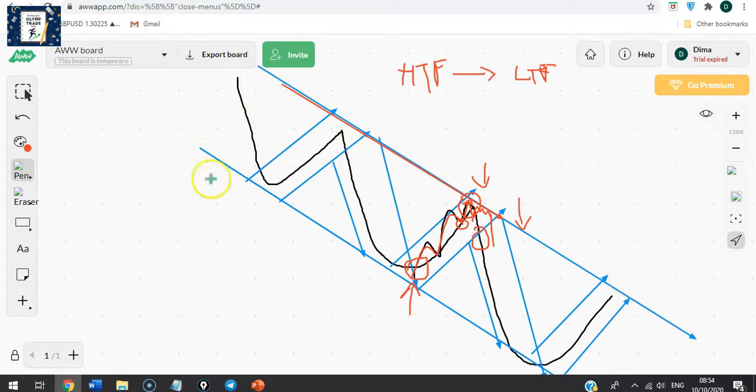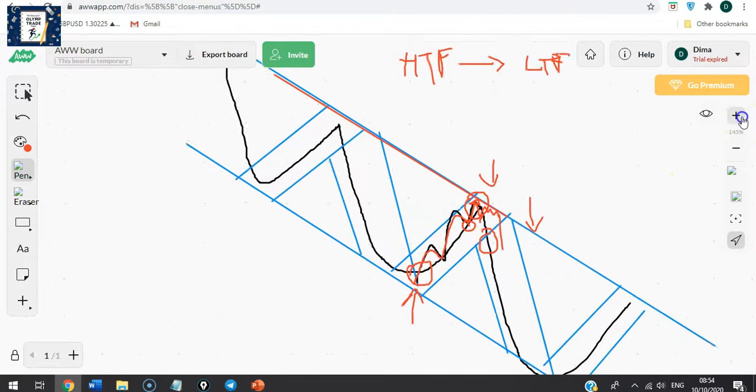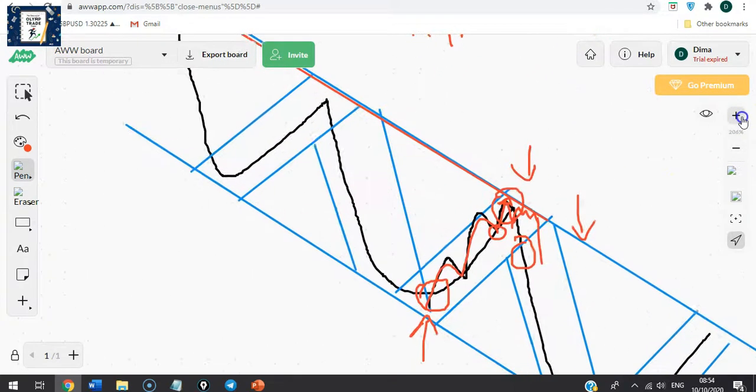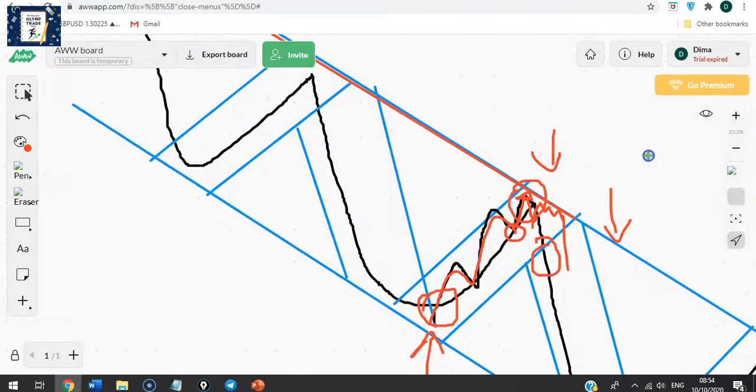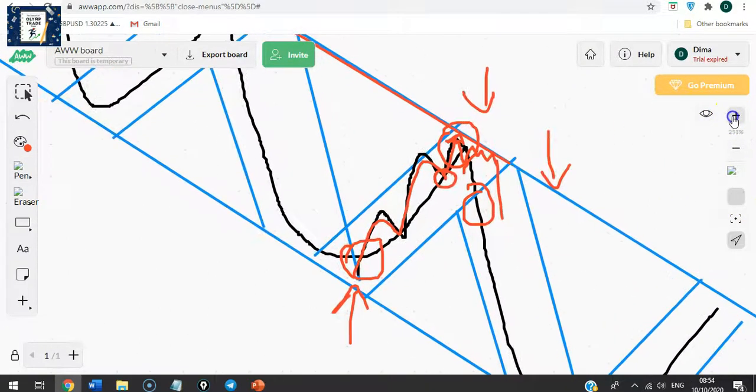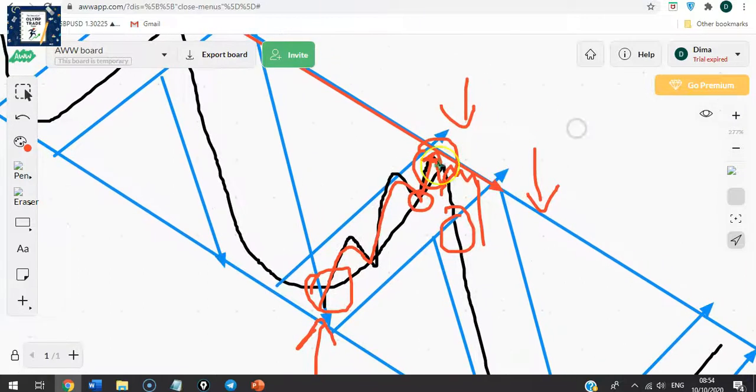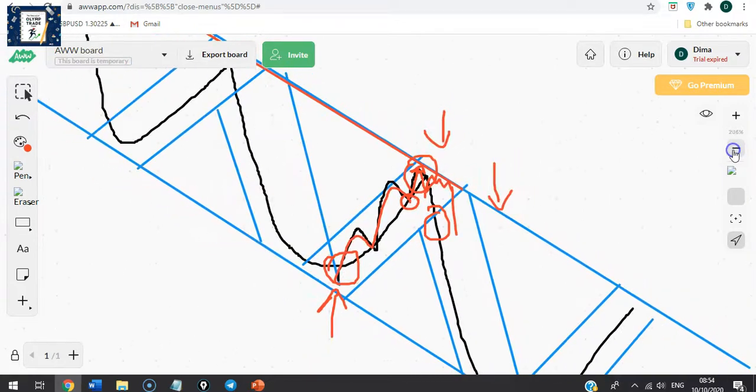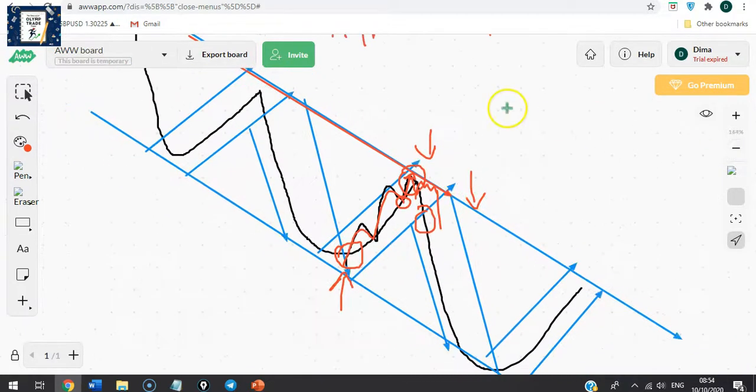So this structure will show you that bigger picture. So instead of being focused on this and being completely absorbed by what you're seeing in this picture, you can zoom out and actually notice what's really happening on the bigger picture and where you are in context with the whole structure of the market.